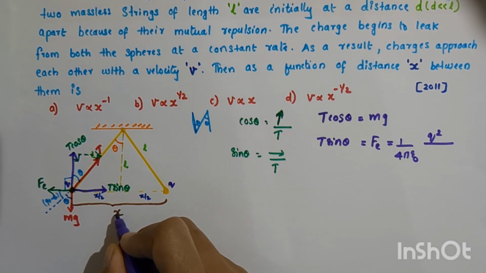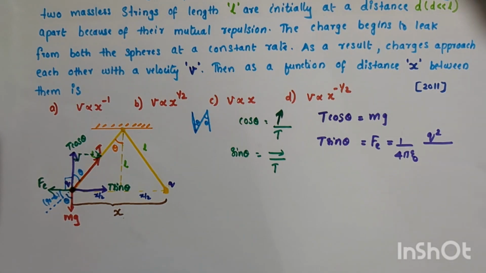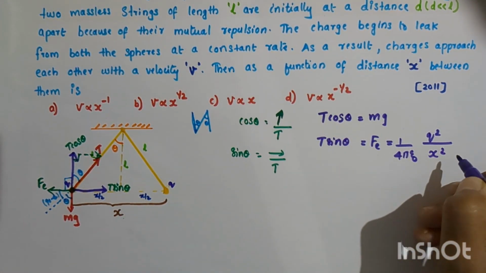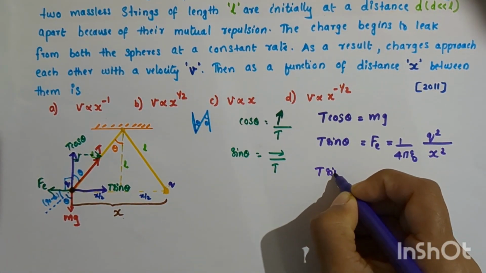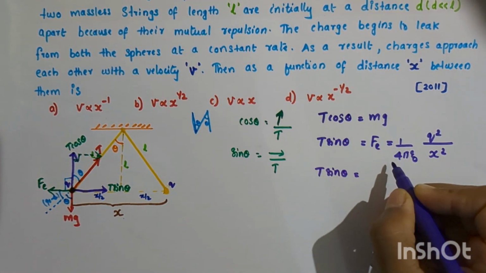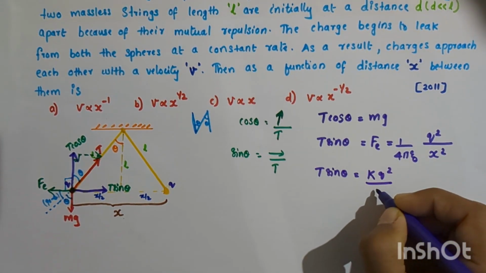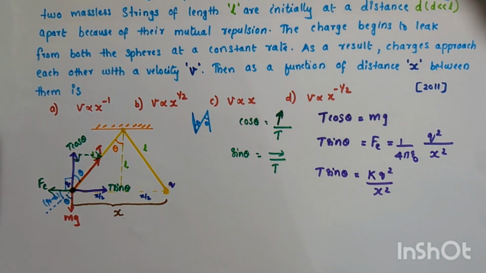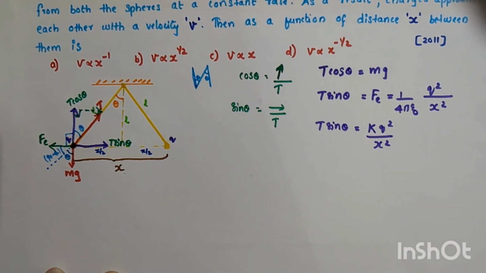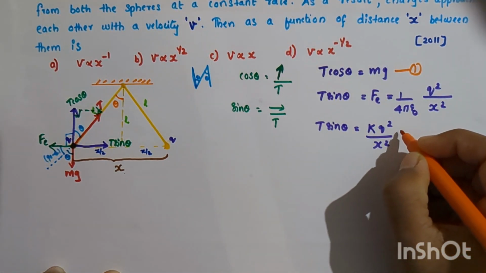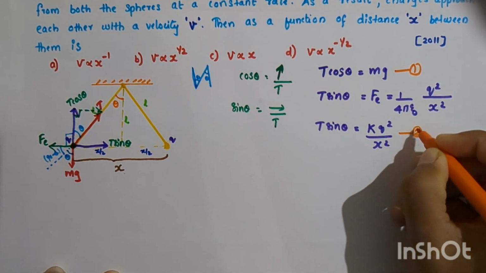See, small letter d is the initial distance between them. But after charges start leaking out from each sphere, the distance between them changes. So at any instant of time, we are taking the distance as x. So here it is x square. So this can be written as T sin theta is equal to Fe. This 1 by 4 pi epsilon 0 can be taken as k, q square divided by x square. So here I am taking T cos theta is equal to mg as equation number 1 and T sin theta is equal to k q square by x square as equation number 2.